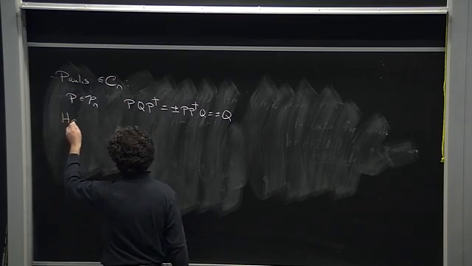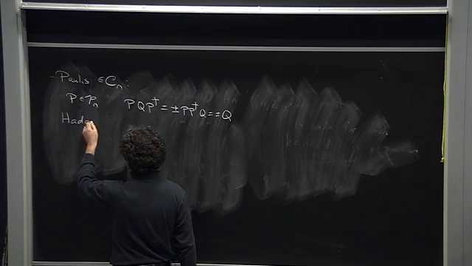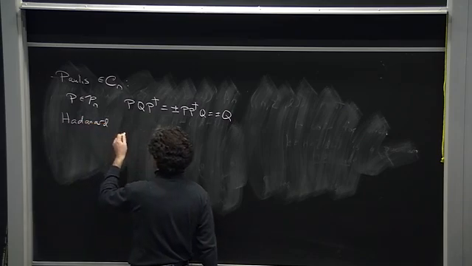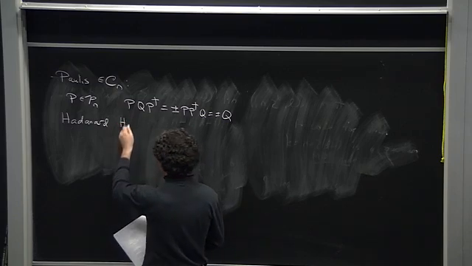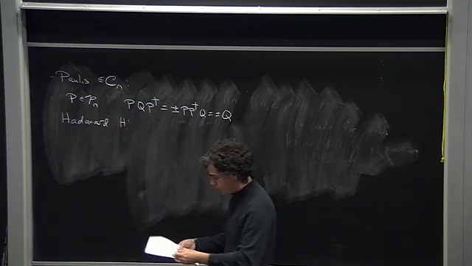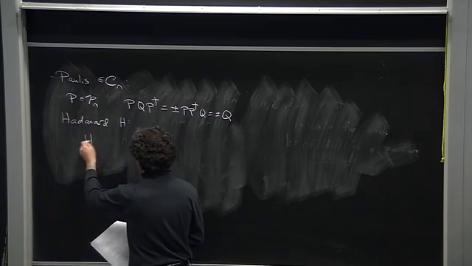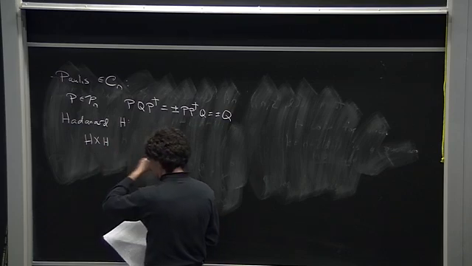So another thing in the Clifford group is the Hadamard. So let's work this out. This one, we're just going to multiply it out.